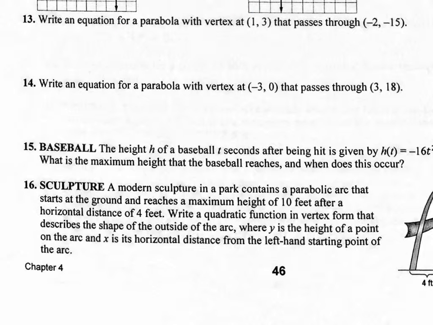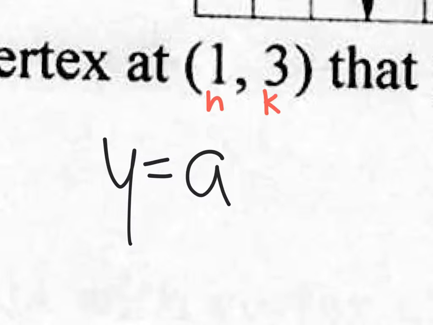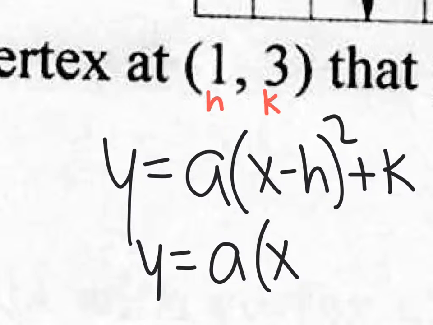So it looks like it's going to be pretty easy to write it in vertex form, especially if they give you the vertex. The vertex is really your h and your k. So let's start writing in vertex form: y equals a(x minus h) squared plus k. So far we have y equals, we don't know a yet, but we do know what the h value is. Okay, so we're going to put the 1 in there. And the k value is what? 3.